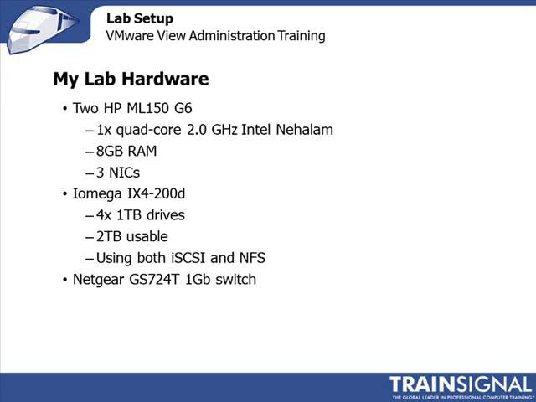I also have a fully managed Netgear switch running at 1 gigabit per second that provides me many features, including VLAN tagging. Finally, my DSL router that I'm using to connect to the internet has a static IP address on it, which gives me the ability to connect to View remotely.